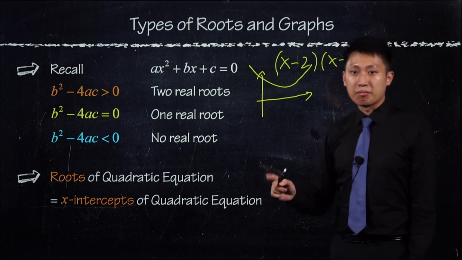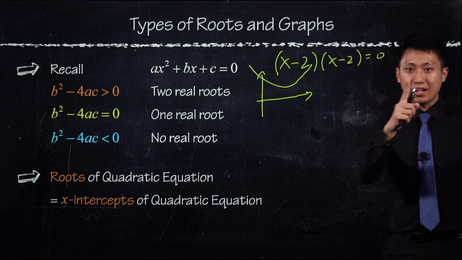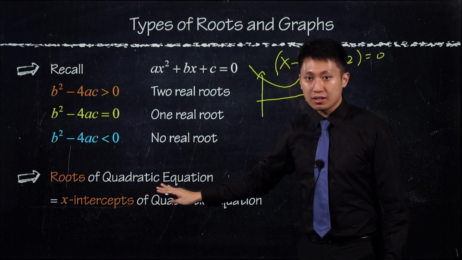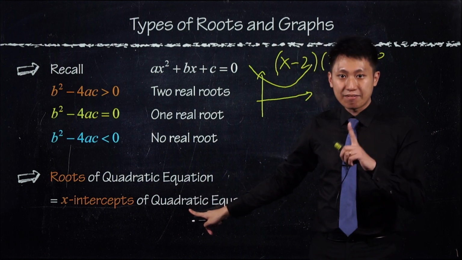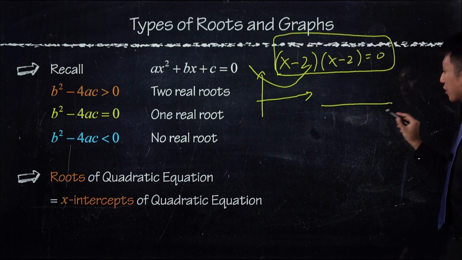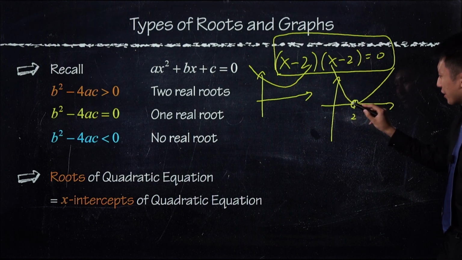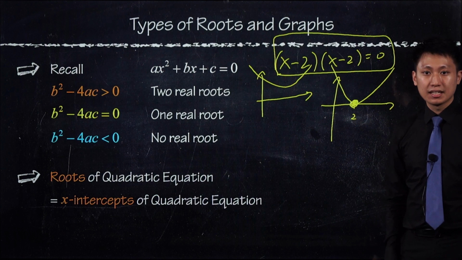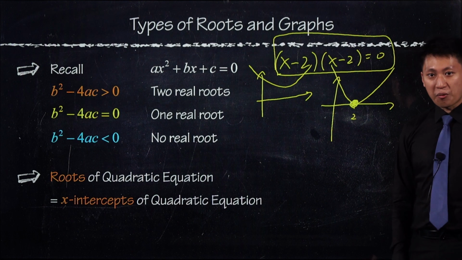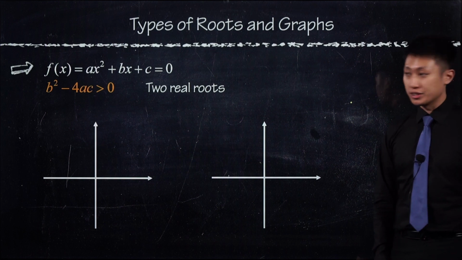For example, b squared minus 4ac equal to 0 means there's one root for the equation, meaning 1 x-intercept for the function. If you have this thing over here, then the graph probably looks like this. This is 2. So there's only 1 intersection point here with the x-axis. So that's 1 intercept. I guess you're doing well. Let's move on. Types of roots and graphs.